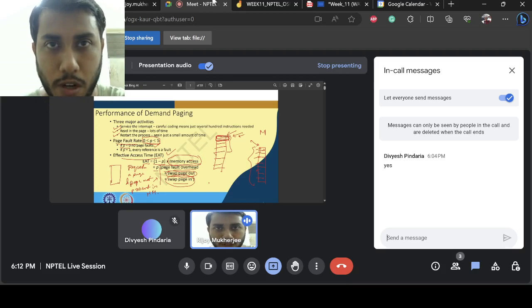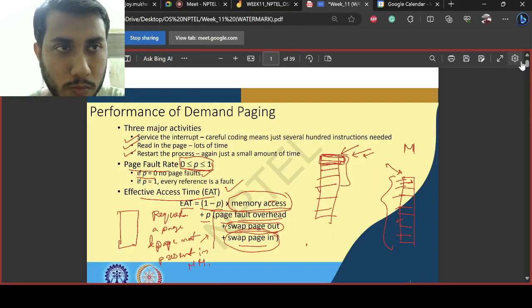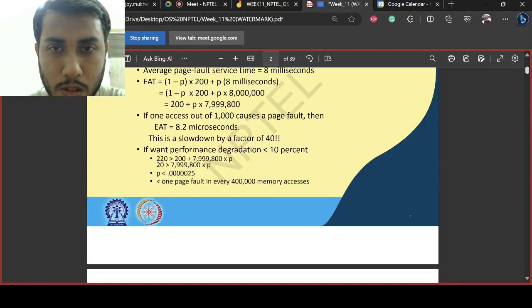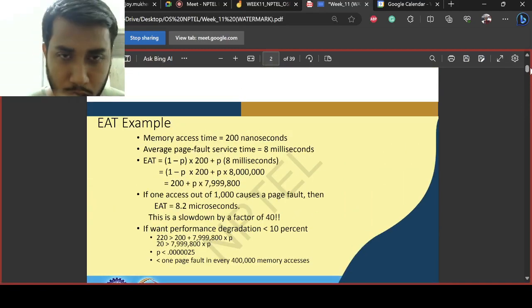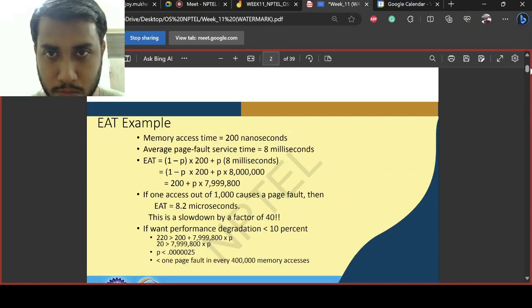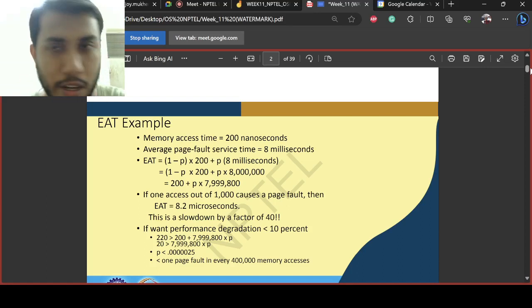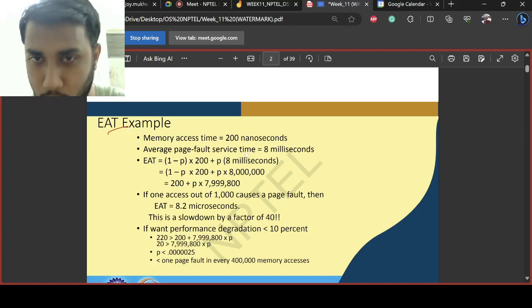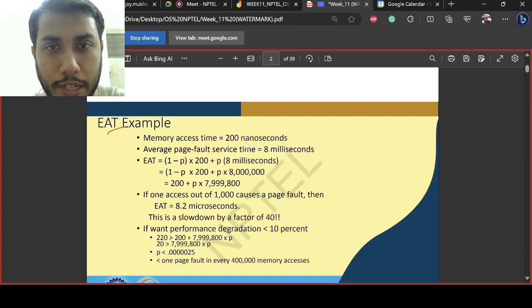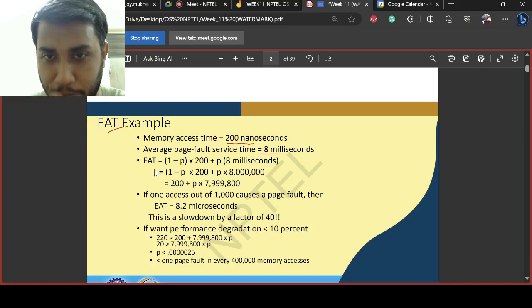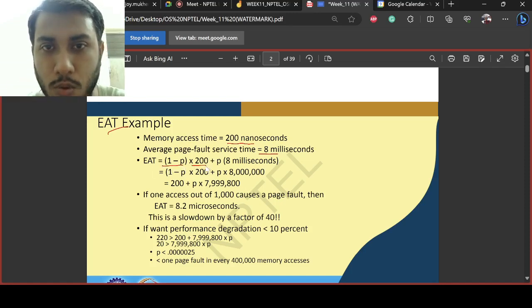Okay, so let's go to the next one. So this is your EAT example. You have a memory access time of 200 ns. You have an average page fault service time of 8 milliseconds. So your average EAT is (1 - p) x 200, plus p x 8 milliseconds when there is a page fault. So ultimately the equation comes down to this.